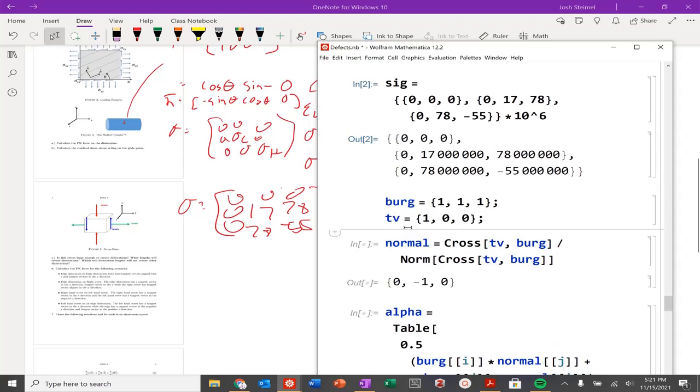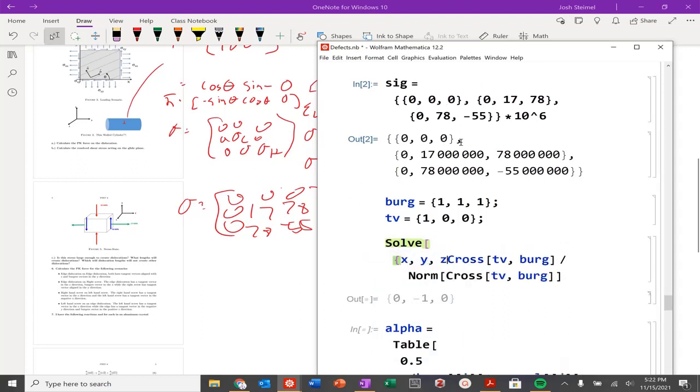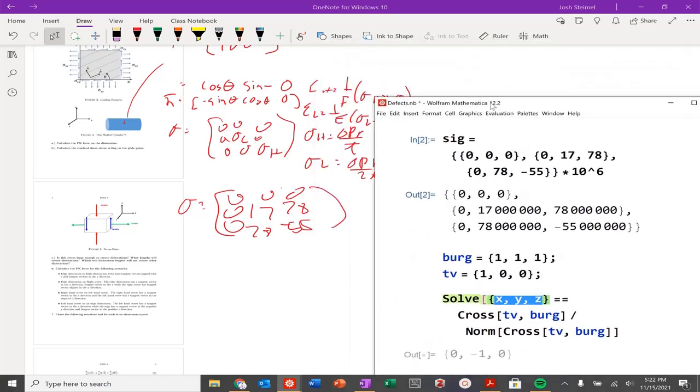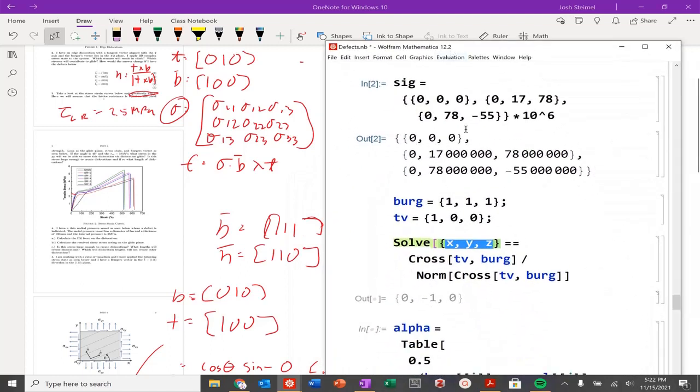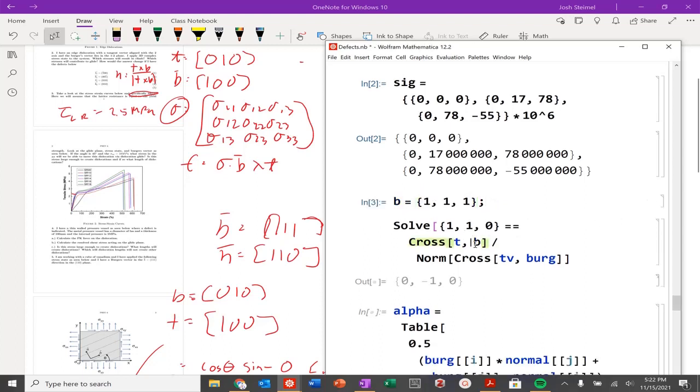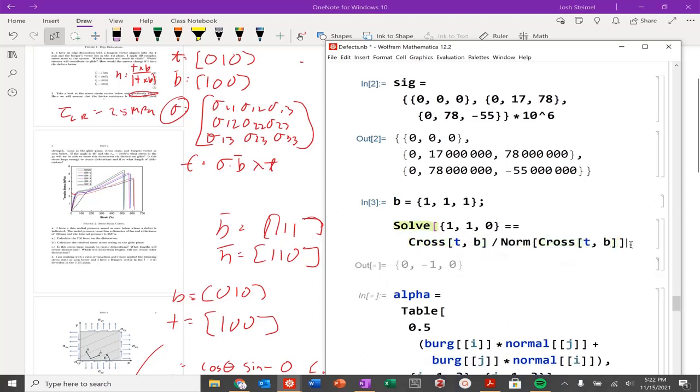So I need to figure out what my x, y, and z are. Because I know my normal, I'm just trying to find my tangent vector first because I'm going to need that for my Peach-Koehler force. So I know that my normal is 1, 0, 0, and I don't know what my tangent vector is, and I know my Burgers vector b is 1, 1, 1. I don't know what that tangent vector is, but hopefully we can solve for it.